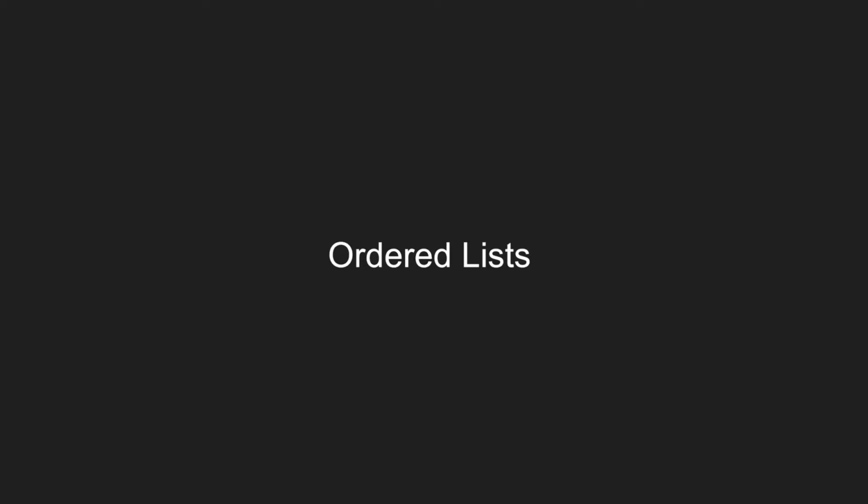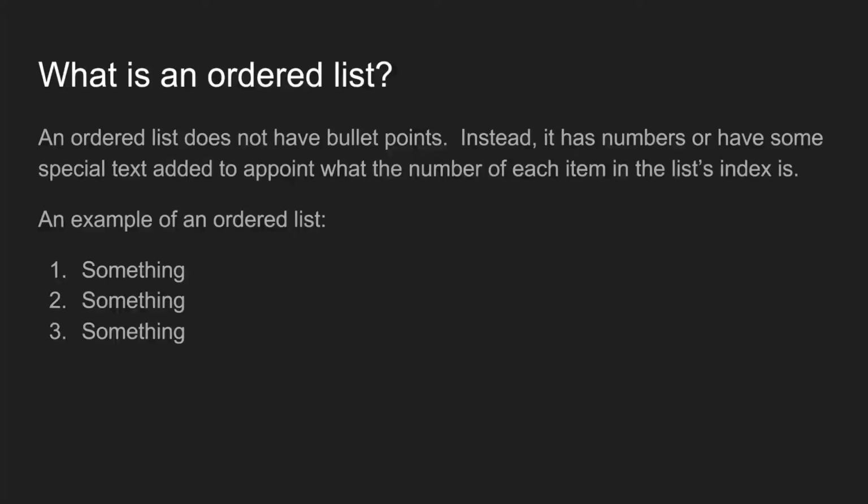But what's an ordered list? An ordered list is the same thing, but instead it's basically numbered. So instead of having those dashes, now it has numbers.